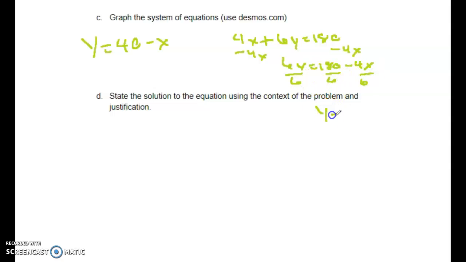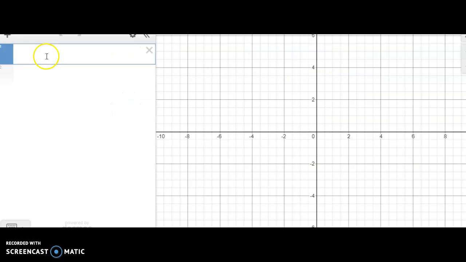So now we have y equals 180 divided by 6, which is, I'm sorry, 180 divided by 6, which is 30, minus 4 over 6x. And then we can use that and put that in our Desmos to find the graph.